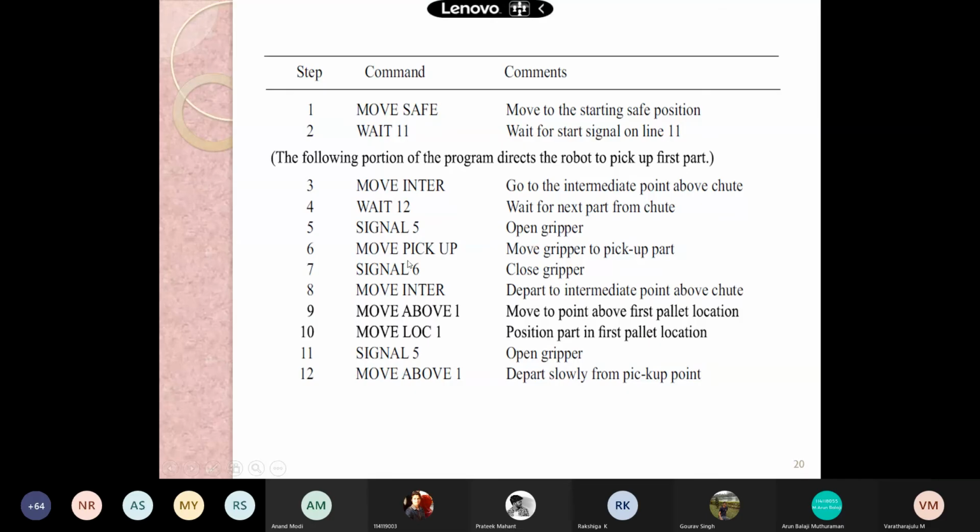Move pickup: in order to pick up the component, move pickup is used. Signal 5, then in order to close the gripper, we were using signal 6. Then move inter, depart to an intermediate point above the chuck. At some intermediate point we are moving the end effector.